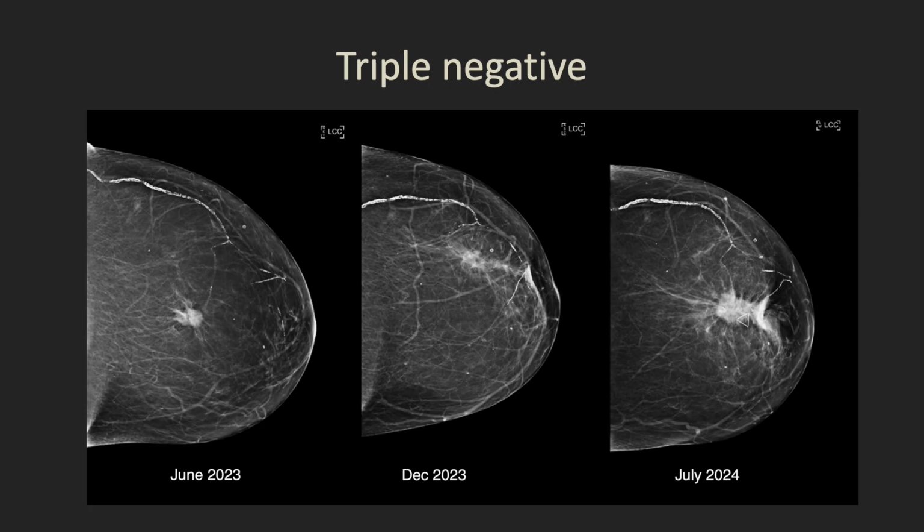And here's an example of just such a case. So this is a patient who had a triple negative tumor, seen here, identified in June 2023. She underwent surgery. She declined chemotherapy or radiation therapy, but she had widely negative tumor margins. Here's her initial baseline post-surgical scan 6 months after surgery in December 2023. And here, only 6 months later, there has been a recurrence that's actually larger than the original tumor.